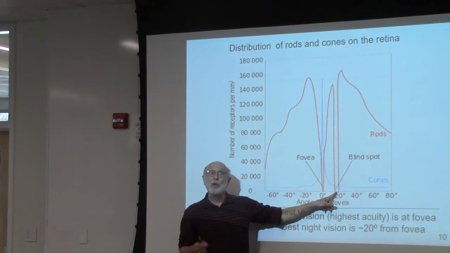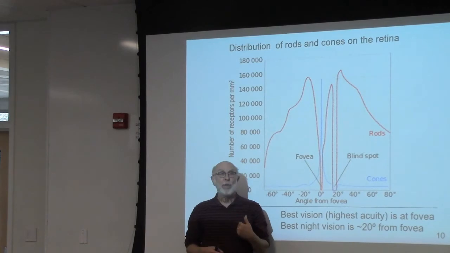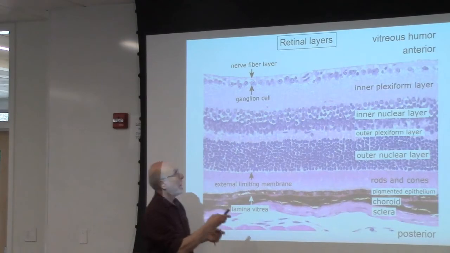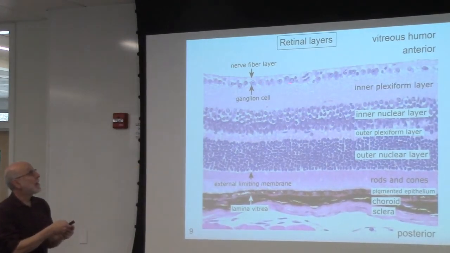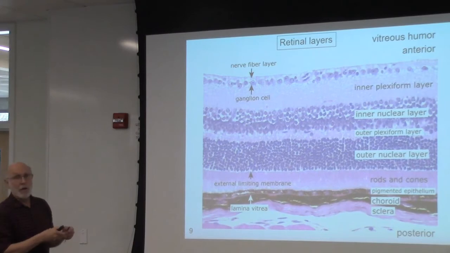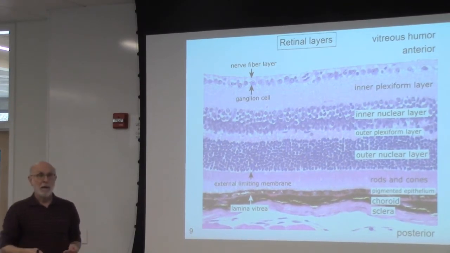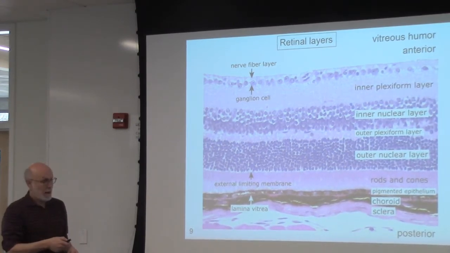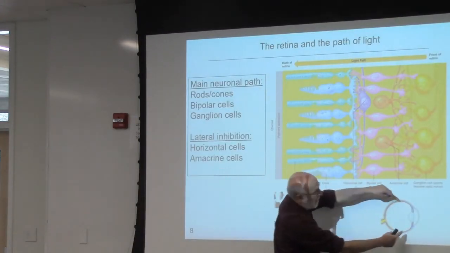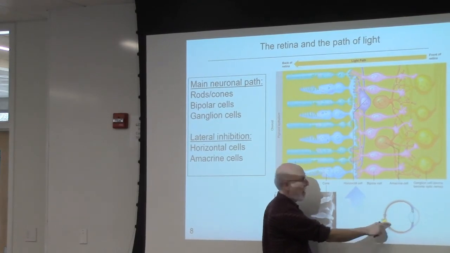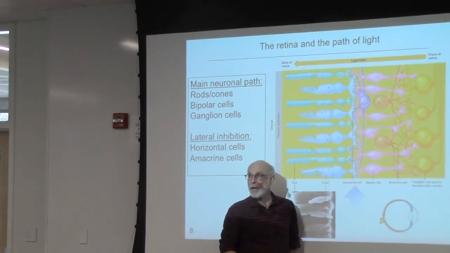The blind spot is where the axons of the ganglion cells go out through the back of the eye. Remember that the axons of these cells are here in the front of the retina, but the optic nerve goes out the back of the eyeball. There has to be a place for them to go. They collect. All those axons in yellow here collect at the blind spot and form the optic nerve that goes out the back of the retina.